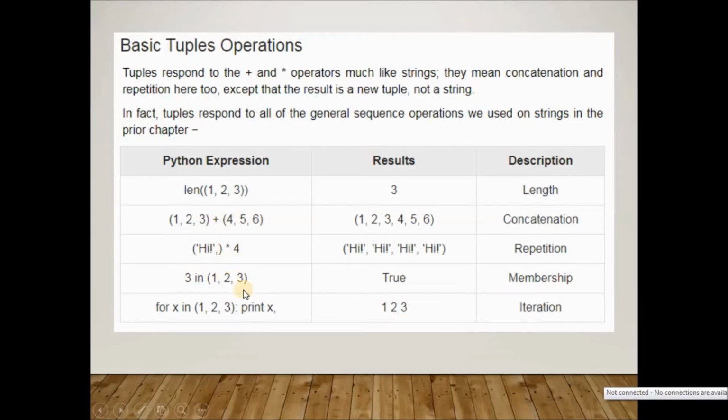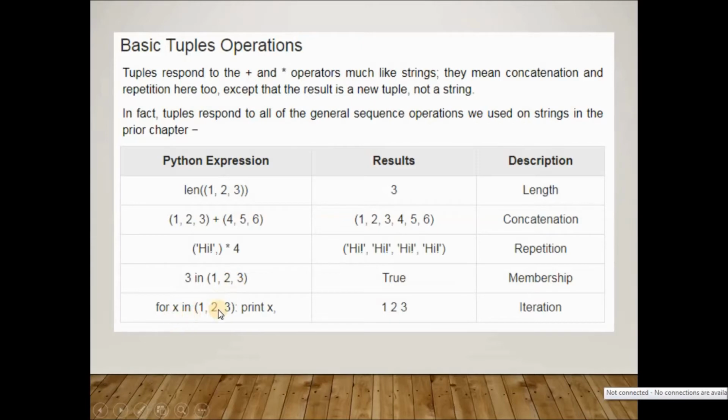3 in (1, 2, 3), that means we are checking whether 3 is a value present in (1, 2, 3) or not. For that, this is known as the membership operator in. So, is 3 there or not in this (1, 2, 3)? Yes, it is, so that is why it is coming True. That means 3 is there in (1, 2, 3).